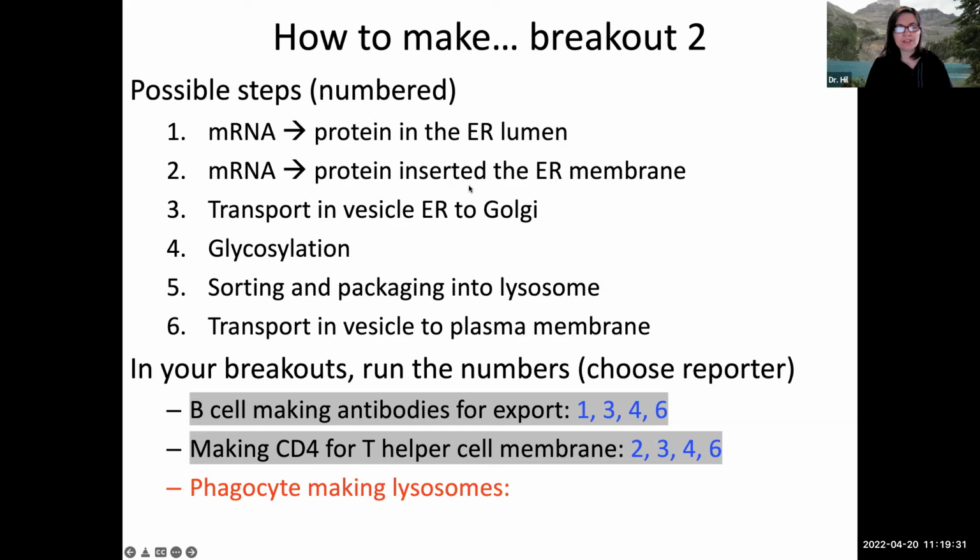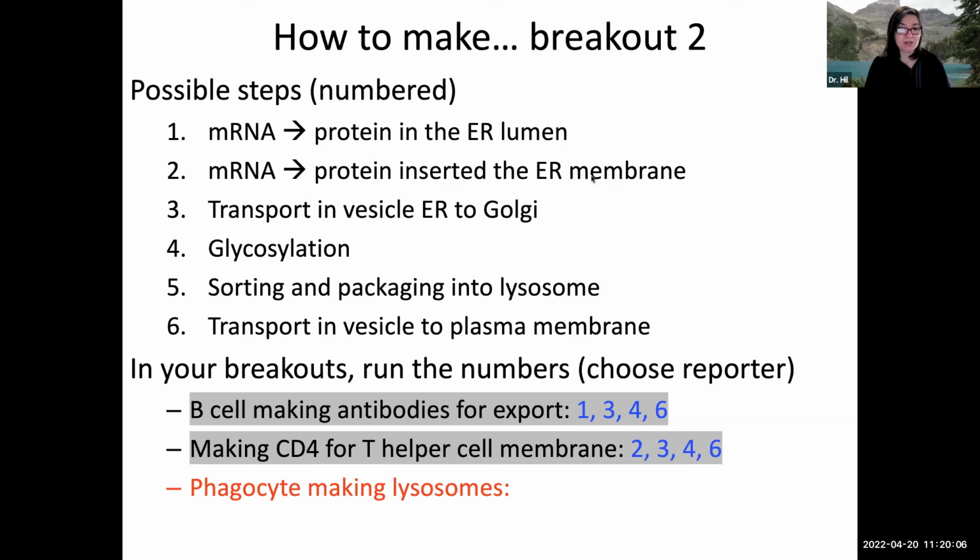The only difference here is in step 1, you make the protein and it's fully inside the ER. But for step 2, if you want to make a membrane protein, you have to start by putting the protein into a membrane right away. And so when you make the protein that's going to go to the membrane, the ribosome knows that this is going to be a membrane protein. So when it makes it, it kind of shoves it into the ER membrane as it's being made.